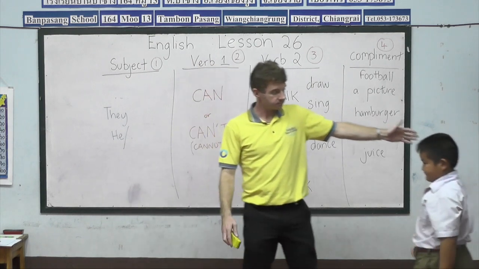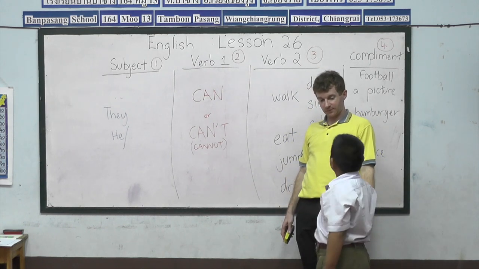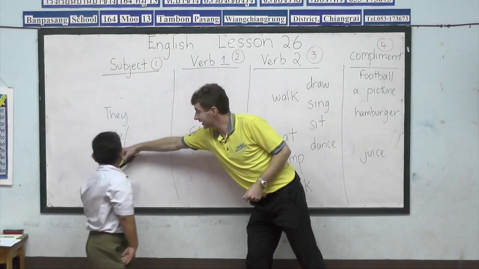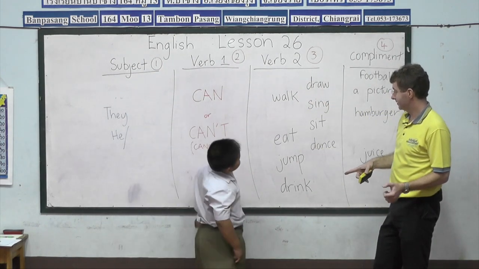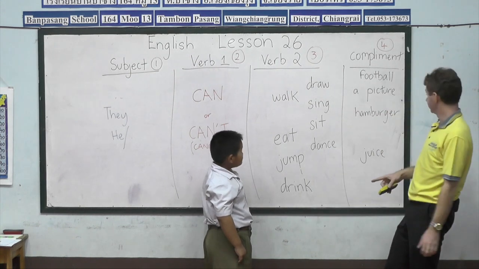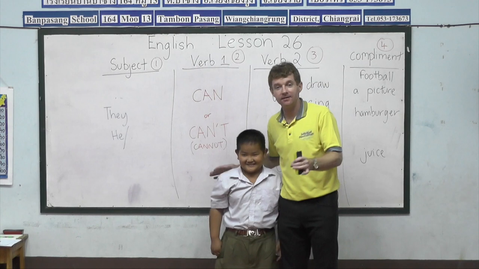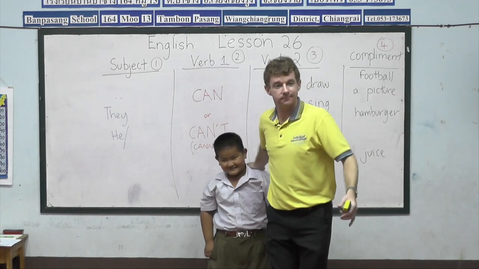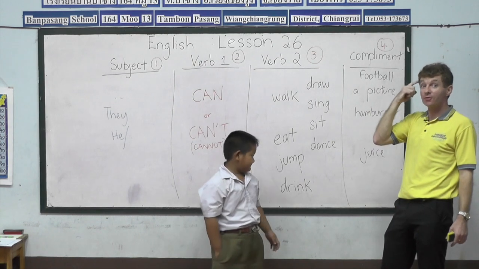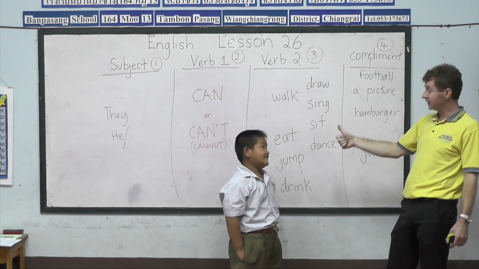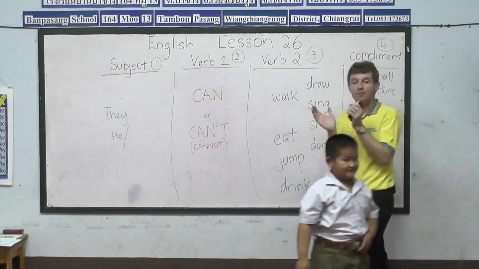Ned, last but not least, come and join teacher. Do you have your sentence? Are you ready? Okay. Can you say? He can jump. What? Sorry? Okay, excellent. He can jump forward. Excellent. The word "forward" is not there. Ned thought by himself. One more time. He can jump forward. High five. Excellent, guys. Round of applause.